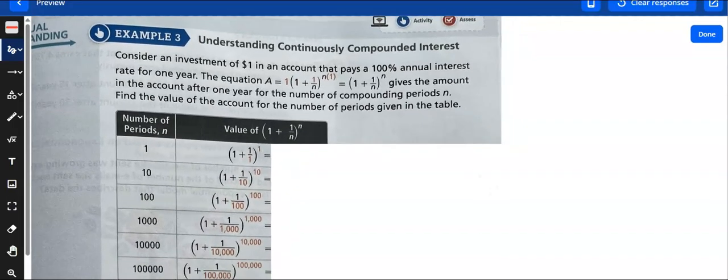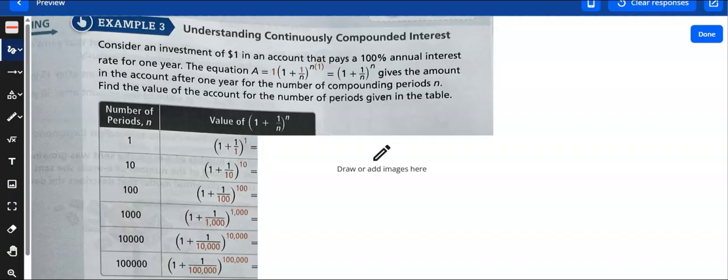Consider an investment of $1 in an account that pays 100% interest for 1 year. Okay, now this is completely unrealistic, right? Getting 100%. So what's going to happen on the very first one? What is 1 plus 1 raised to the first power? You double your money, right? That's the easy one. Okay?